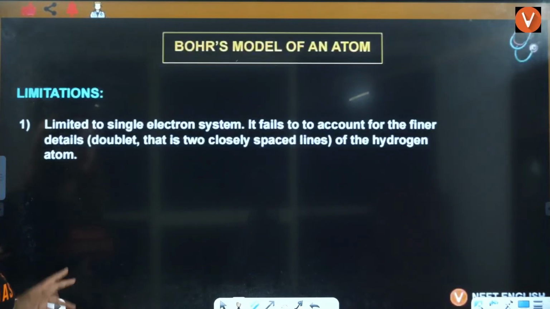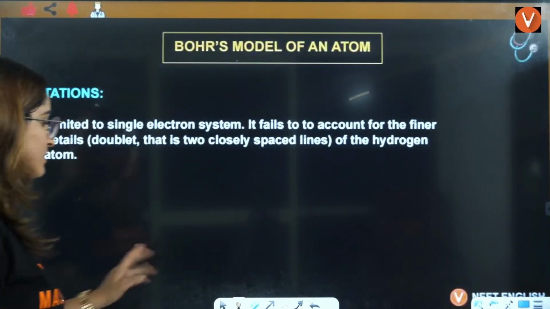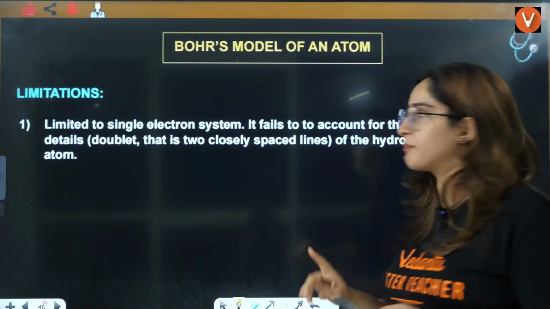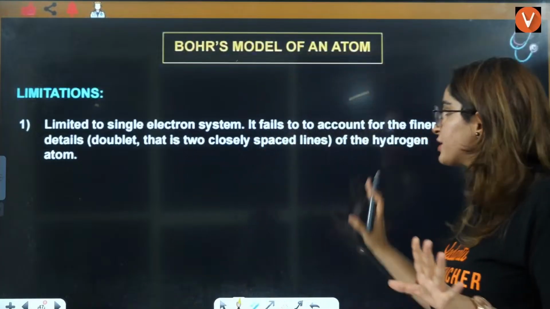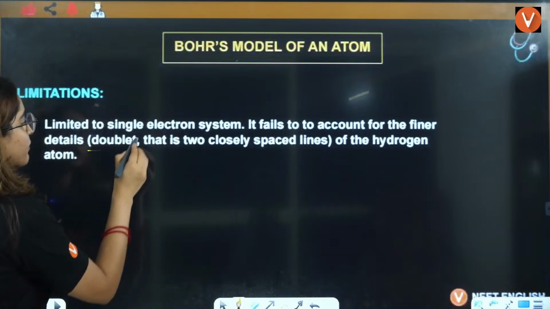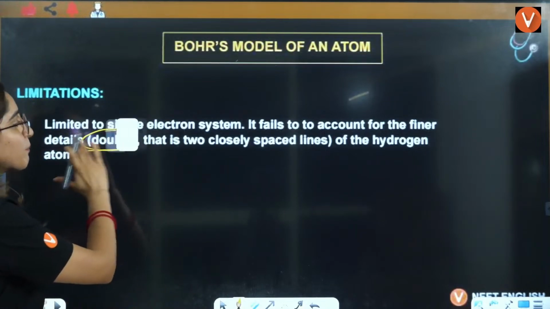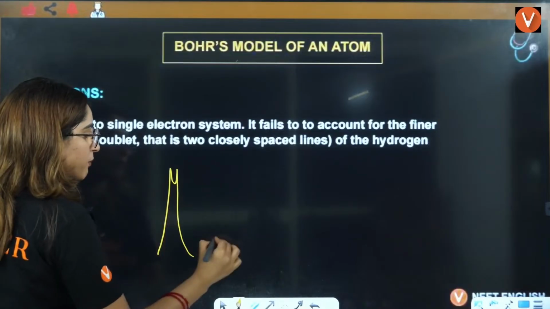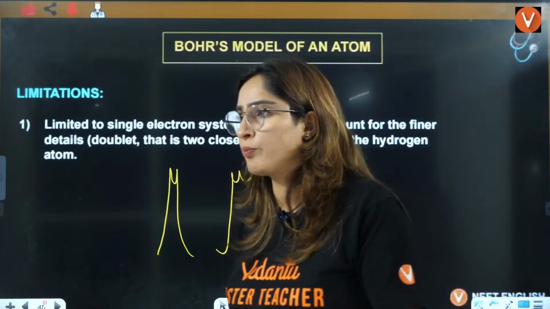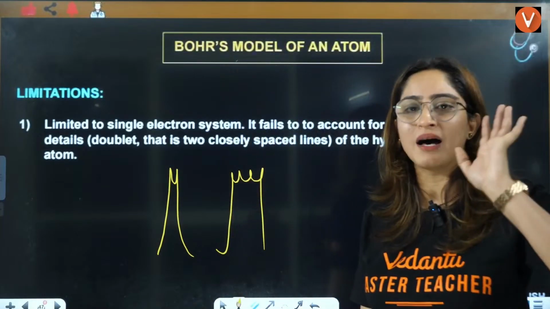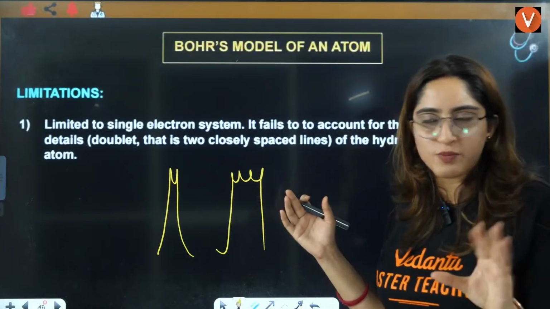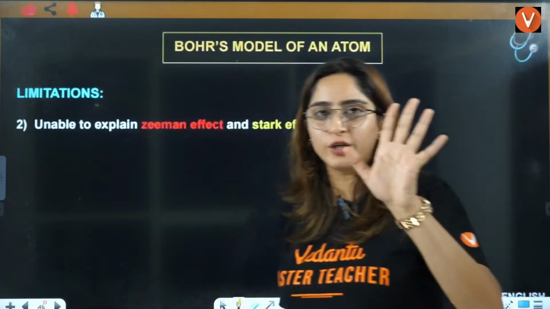Okay, everyone. So that's it for today. And these are the limitations of the Bohr model: it is just applicable for a single electron system. It is not applicable to multi-electron systems. It was not able to explain the doublet and triplet. See, in the peaks you have doublets and triplets, right? That we will see in NMR spectroscopy, that is there in masters, not here. So these doublets and triplets in NMR spectroscopy, he was not able to explain. What is NMR spectroscopy? That you don't need to know, right?